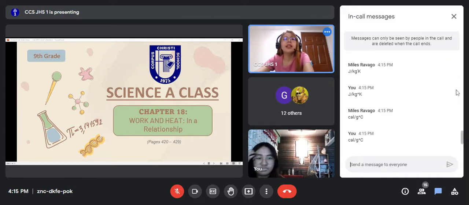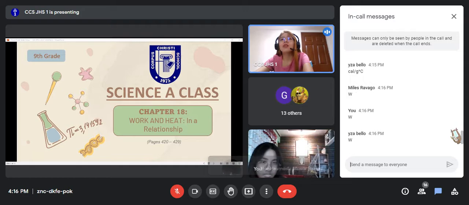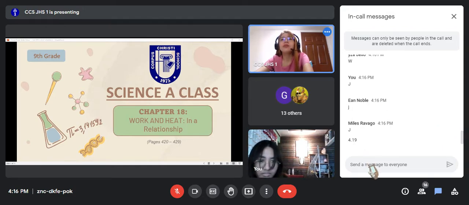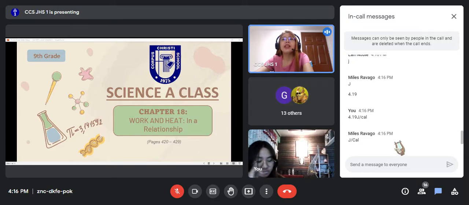Okay, correct. What is the symbol for mechanical equivalent of heat? Is it W? That is work done. Mechanical equivalent. Okay, capital J. What is the constant value of mechanical equivalent of heat? 4.19. What is the unit? Joules per cal. Okay, correct.